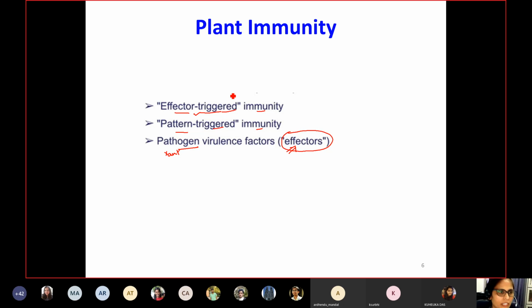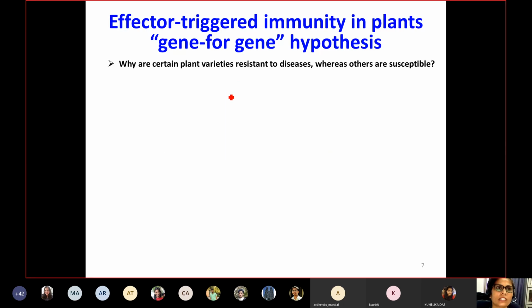So how did the field start? Actually, since the start, many people wondered why there are certain kinds of plants which are not infected by disease, but the same species look very diseased. So they wondered why certain plants have resistance towards some disease and why others are very susceptible, and what is the molecular basis behind this susceptibility or behind this resistance within the plant.